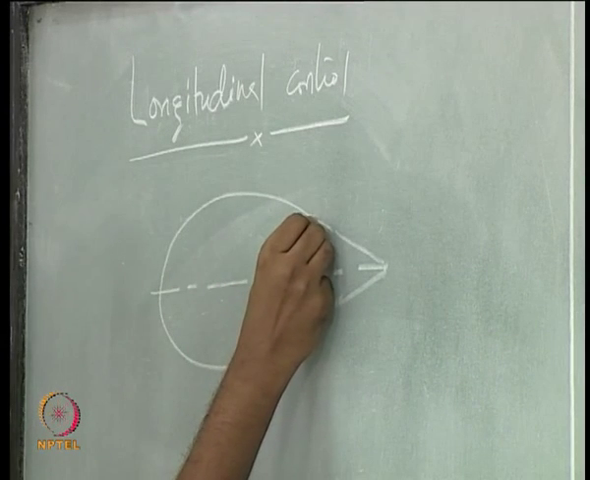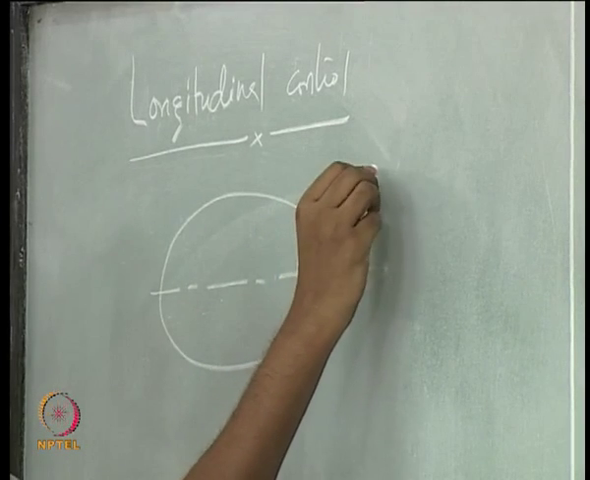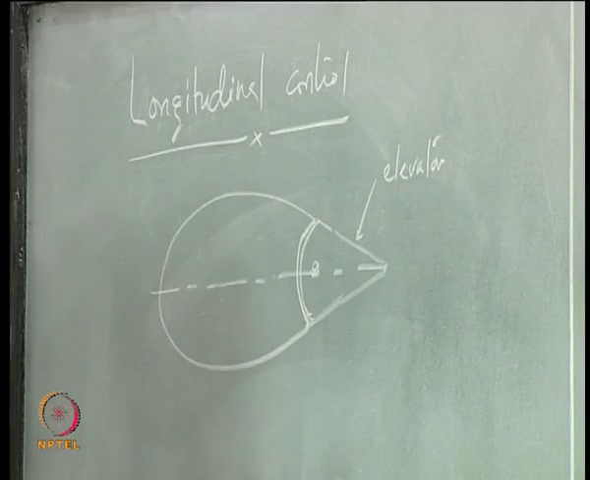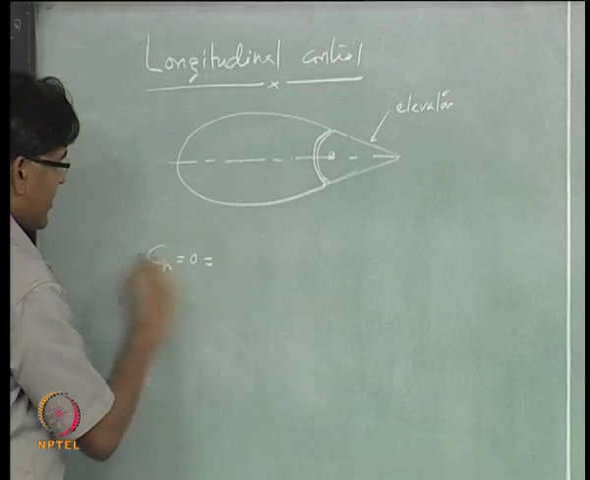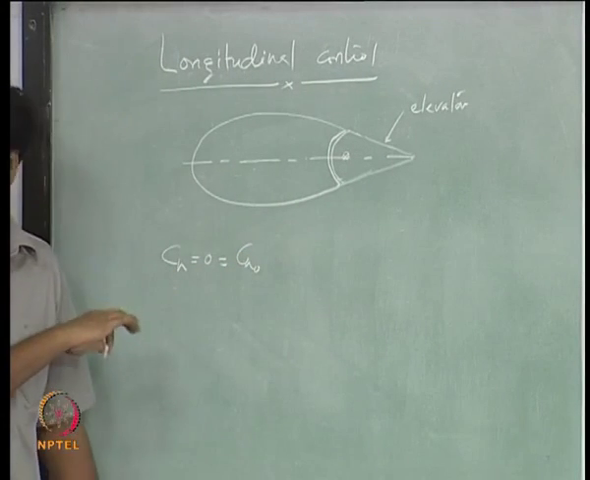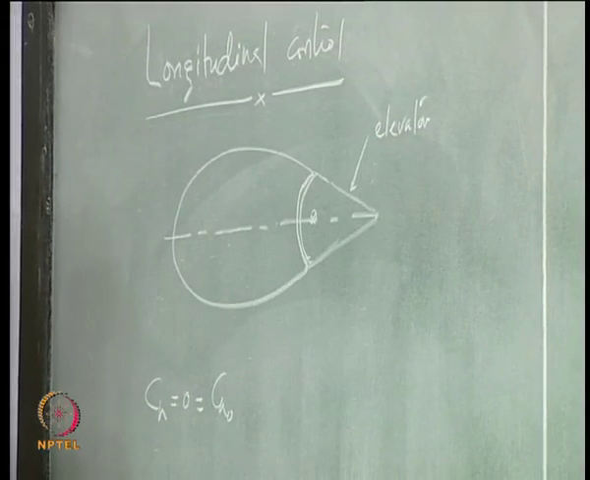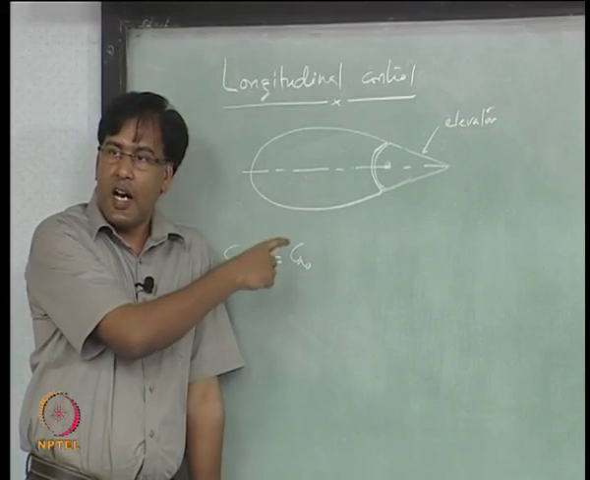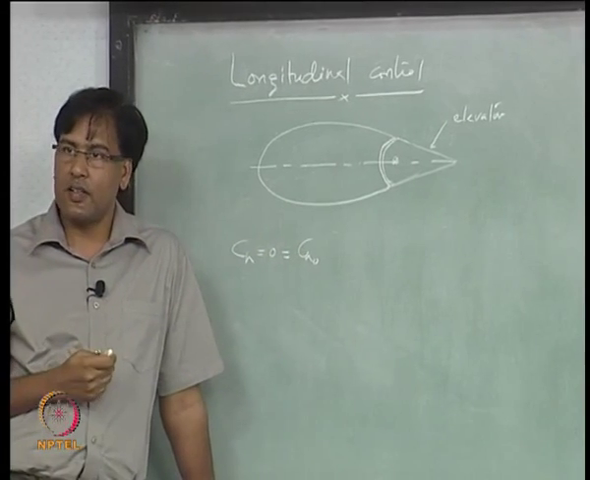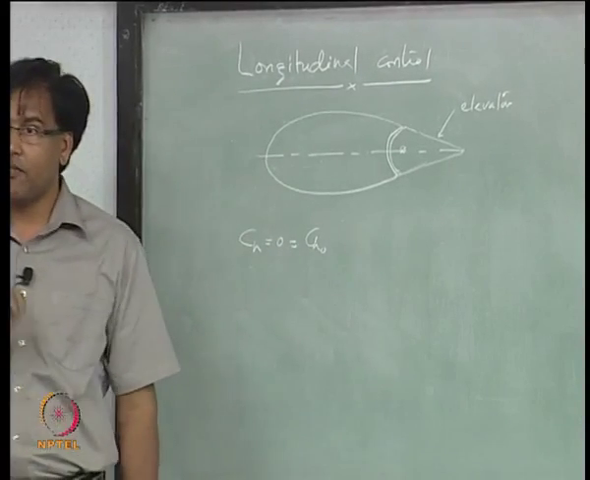So you have, and this is your elevator, right? So we said that we are going to set this CH to 0, and CH naught is actually 0 for a symmetric airfoil. So for this tail, which is a symmetric airfoil all the time, but a canard is not a symmetric airfoil. Okay, this is the aft tail. The aft tail is usually symmetric, but a canard may not be symmetric. So there, this CH naught term may not be 0.